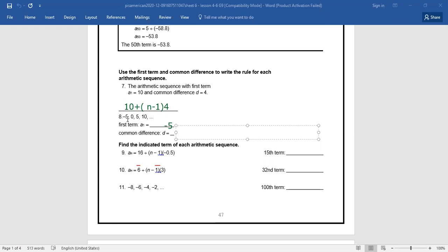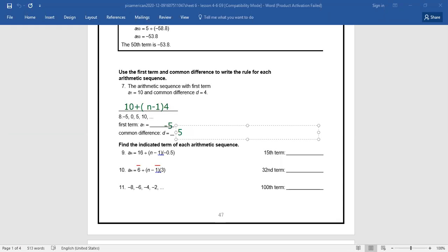Here in this question, you told me that the first term is negative five. Agree with you 100%. Second, look at the first number. The first number is negative five. The second number is zero. The third number is five. The fourth is 10, which means every time we are going to add five, right? Then we will find the common difference equal five.